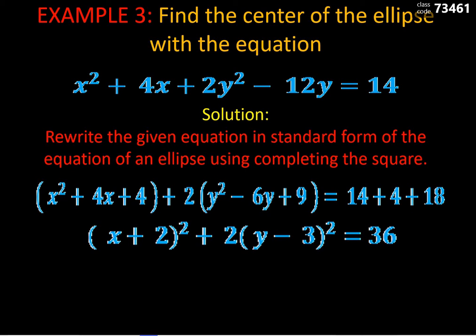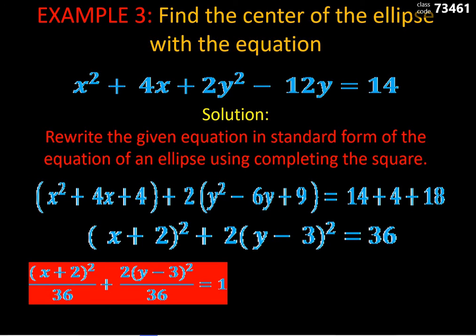Okay, simplify further. Express x squared plus 4x plus 4 as a square of a binomial. So we have the square of (x plus 2). And then express this one also as a square of a binomial. We have copy 2, then we have (y minus 3) squared. And you add all of them: 14 plus 4 plus 18 is 36.